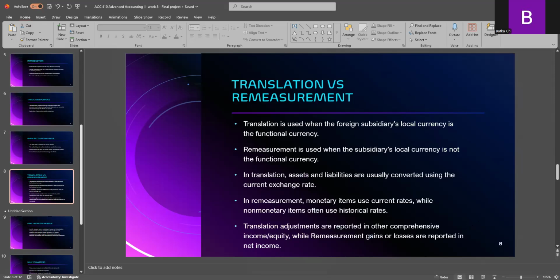So the main difference is where the exchange rate effect is reported. Translation adjustments go to other comprehensive income and equity, while remeasurement gains or losses affect net income. So depending on the method used, it can affect the reported income, equity, and financial statements.